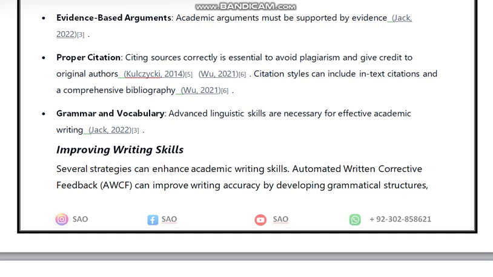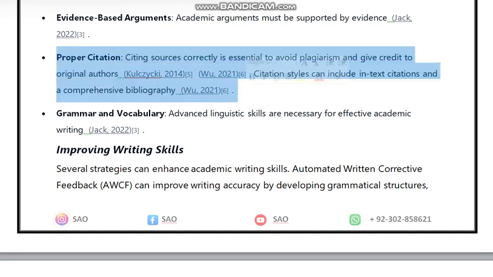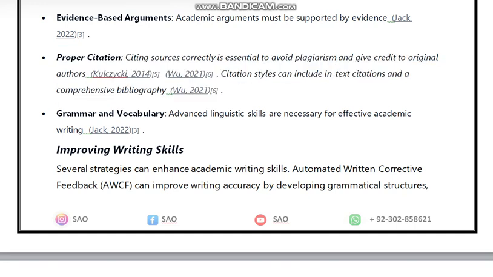Some of the students may get confused at proper citation, but it is for those students who are conducting research studies. So it is optional. Now, grammar and vocabulary. In academic writing, there must be rules for grammar and vocabulary. So, linguistic skills are necessary for academic writing skills.